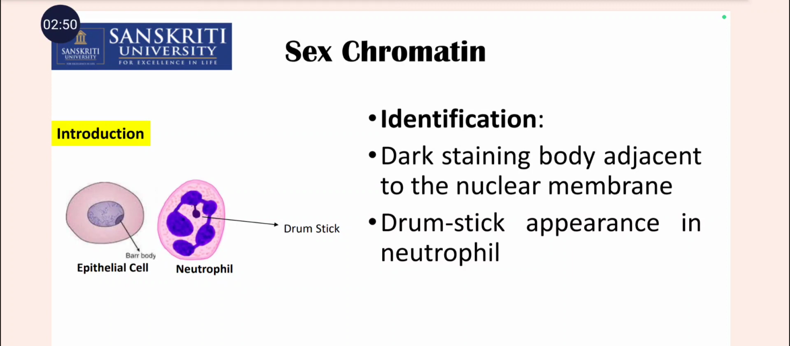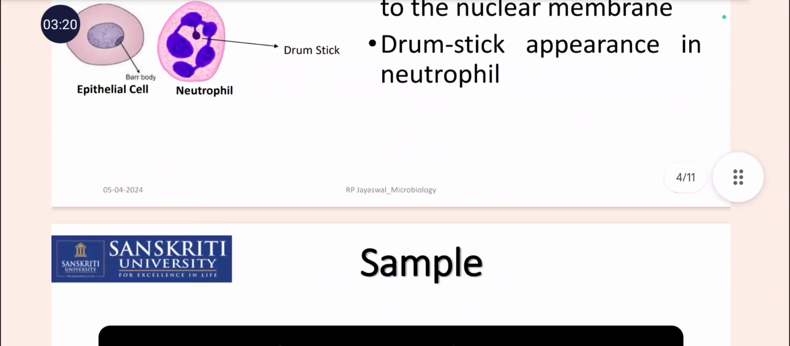is the bar body. In the neutrophil also, the neutrophil has a segmented nucleus, and in the segmented nucleus of the neutrophil a drumstick like appearance will be seen, that is also the bar body. So in any cell which has a nucleus, we will be able to detect the sex chromatin through the staining procedure. They appear dark stained in the nucleus.